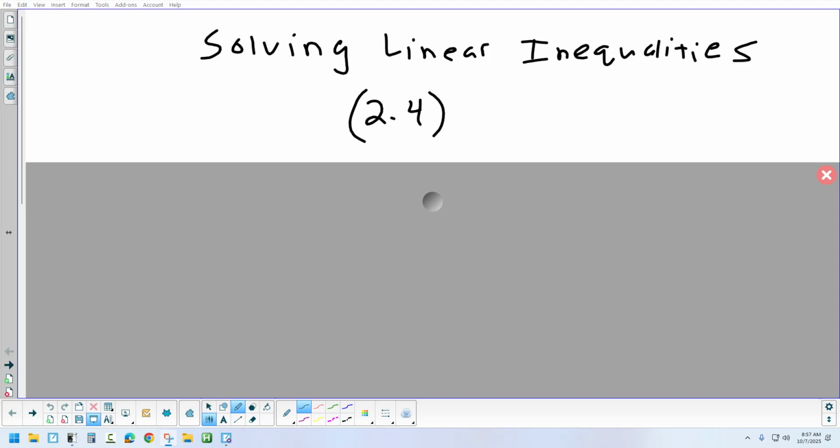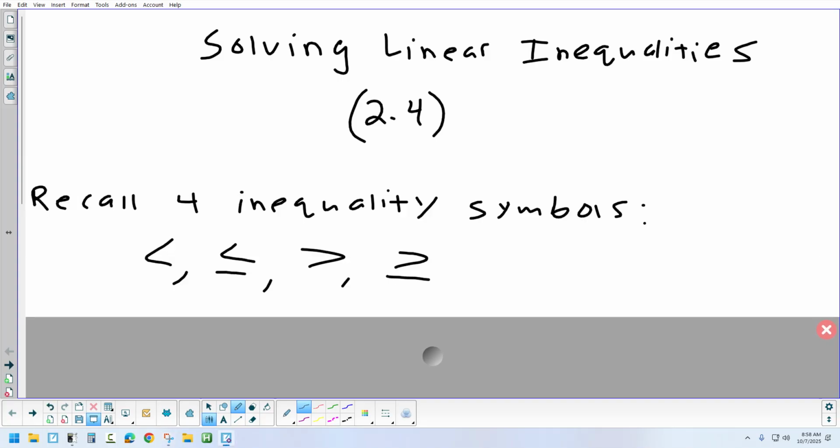All right, so today we're going to look at 2.4, and that's on solving linear inequalities. So similar to what we did yesterday with solving equations, but we're going to look at inequalities. So instead of having an equal sign, you're going to replace the symbol with one of those four. Less than or equal to, greater than or equal to.